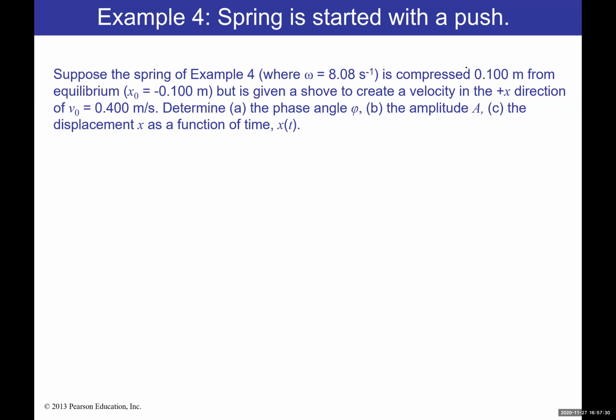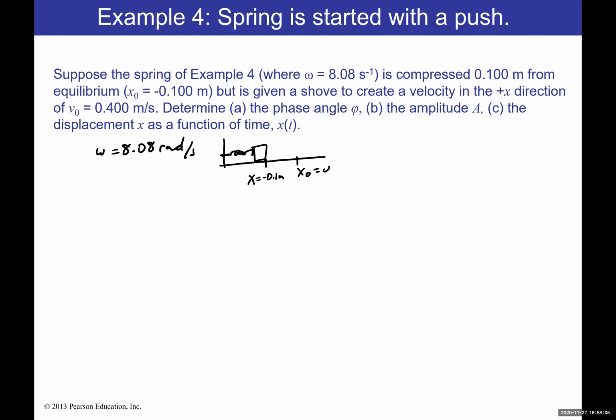Well, actually, I didn't do that example yet. We will do it later on. But let's say you have a spring that has an angular frequency of 8.08 radians per second. That means omega equals 8.08 radians per second, and it is compressed 0.1 meter from the equilibrium. So this is the equilibrium position. It is compressed and sitting here at x equals negative 0.1 meters.